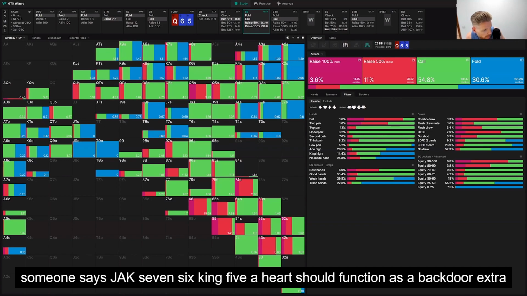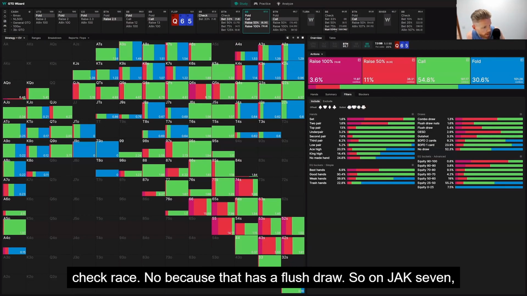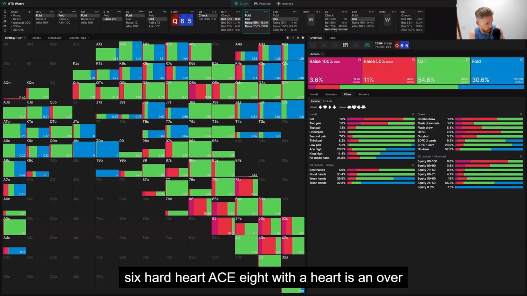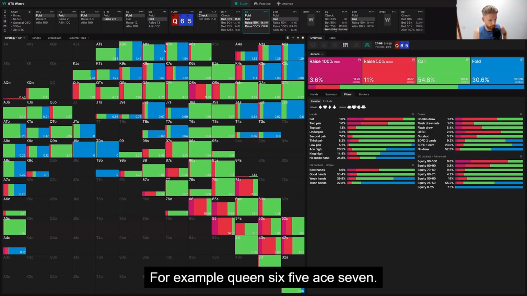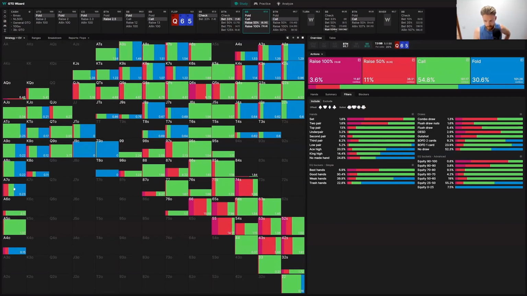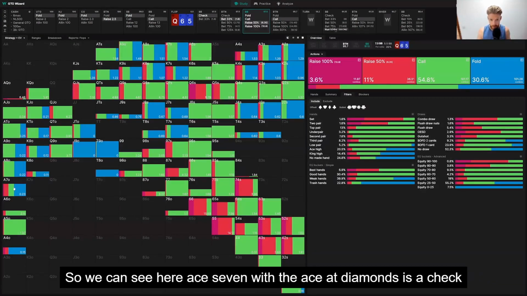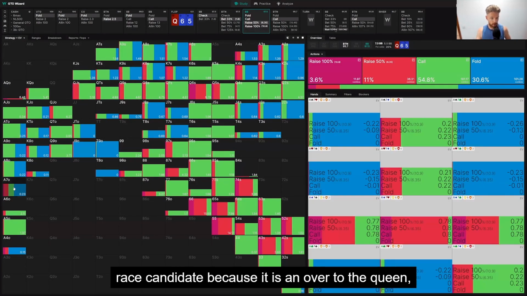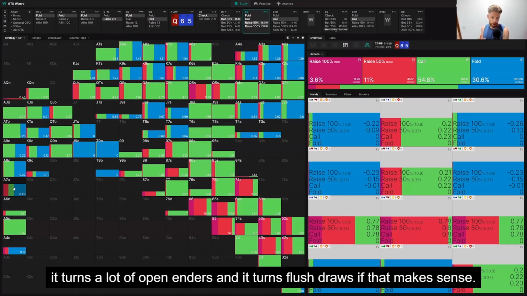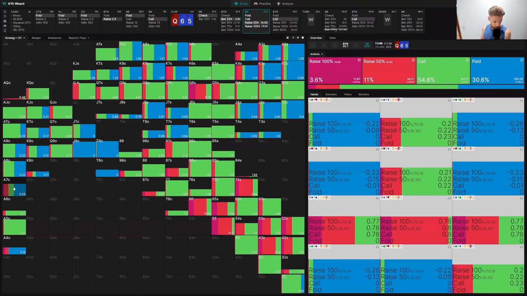Someone says Jack 7-6 with King 5 of hearts should function as a backdoor extra check raise. No, because it has a flush draw. So on Jack 7-6 with hearts, Ace 8 with a heart is an over, a backdoor flush draw, and a backdoor straight draw. For example, on Queen 6-5, Ace 7: we can see here Ace 7 with the ace of diamonds is a check raise candidate because it has an over to the queen. It turns a lot of open enders and it turns flush draws, if that makes sense.